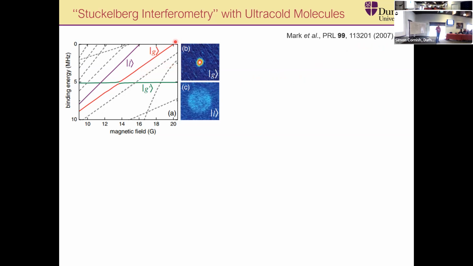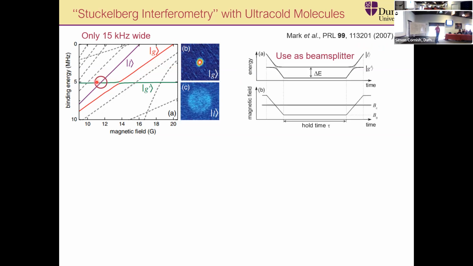So this is cesium again. This is actually the state of the avoided crossing we were looking at when we had the biopsy. And what they do in this experiment is go down to this next avoided crossing, which is only 15 kilohertz wide. This is a very narrow avoided crossing. And the nice thing is, if they go down here, they can split the molecular wave function into being a superposition of two different parts. So that's what they do. They go down and use this avoided crossing as a beam splitter. Go across at the right speed, and you split the molecular wave function.